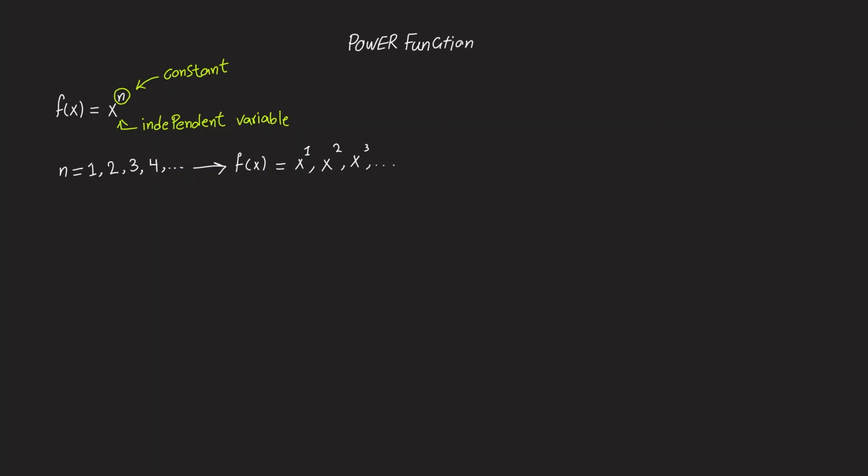They are called polynomials. Now we remember that polynomials are functions with the general form of a sub n times x to the power of n plus a sub n minus 1 times x to the power of n minus 1 plus, and this goes on till we reach the last three terms of the polynomial, which are a2 times x to the power of 2 plus a1 times x to the power of 1 plus a0. n is called the degree of the polynomial, and these a's are constants or the coefficients of the polynomial, and x is an independent variable.